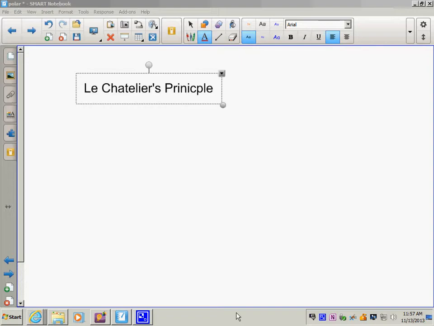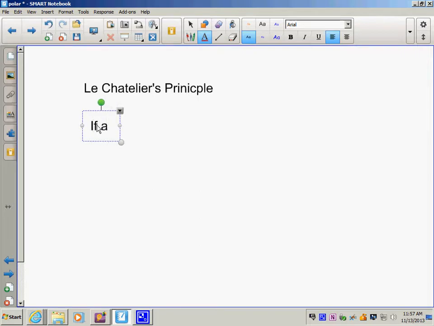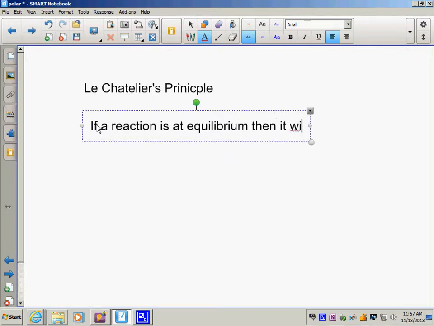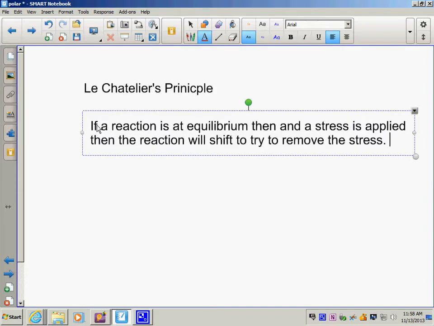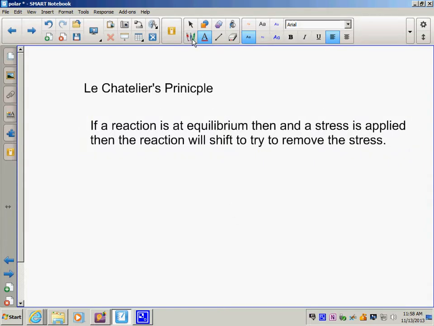Now, Le Chatelier's principle, in a nutshell, says that if a reaction is at equilibrium and a stress is applied, stress meaning that something has changed, then the reaction will shift to try to remove the stress or return back to its normal ratio of products to reactants. So let's go ahead and review this concept.